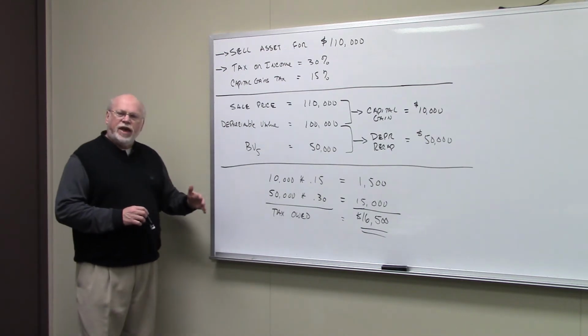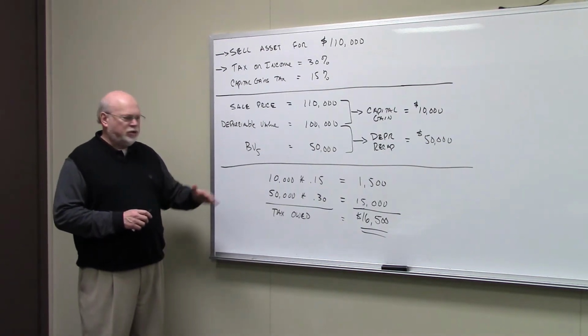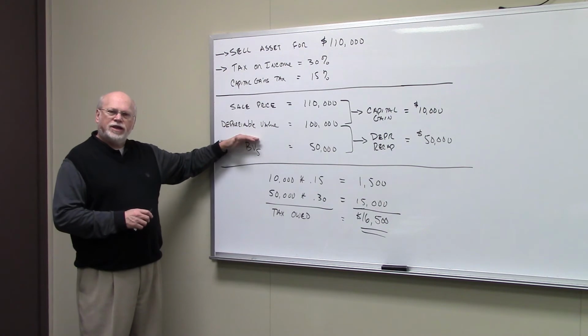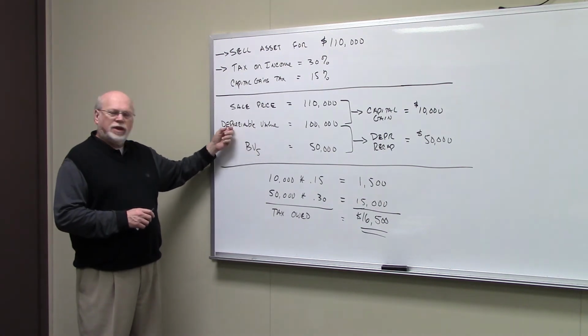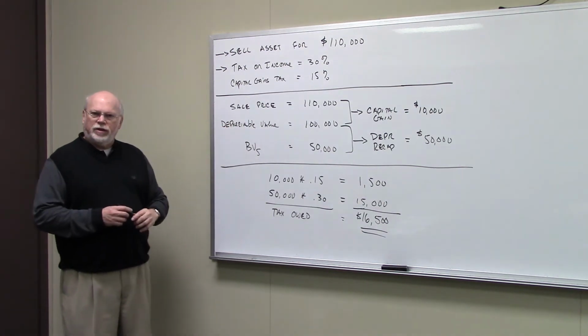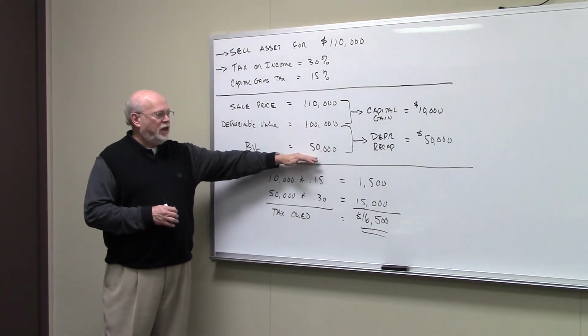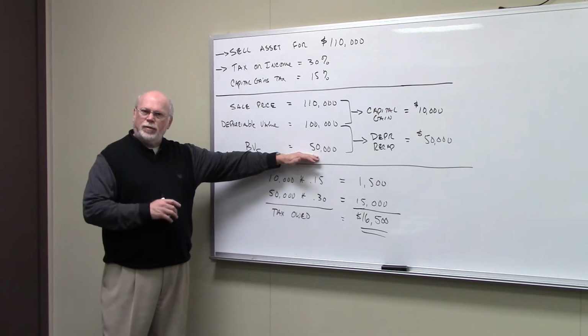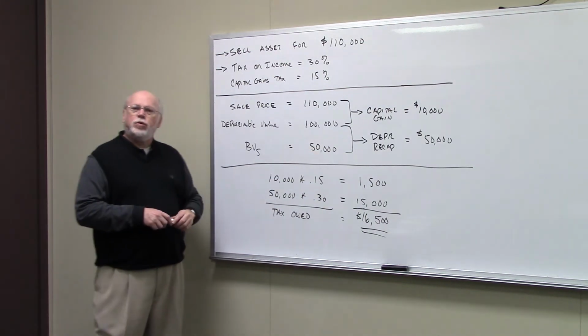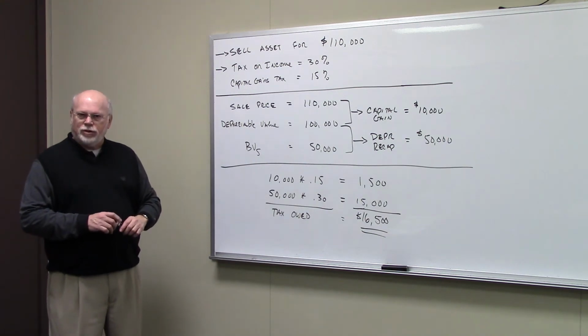The other type of gain is called depreciation recapture, and that occurs when you sell an asset for more than book value, but less than the original depreciable value. So the difference between the original depreciable value, $100,000, and the book value at the time of the sale, which is $50,000, gives you what's called depreciation recapture. In this case, the depreciation recapture is $50,000.